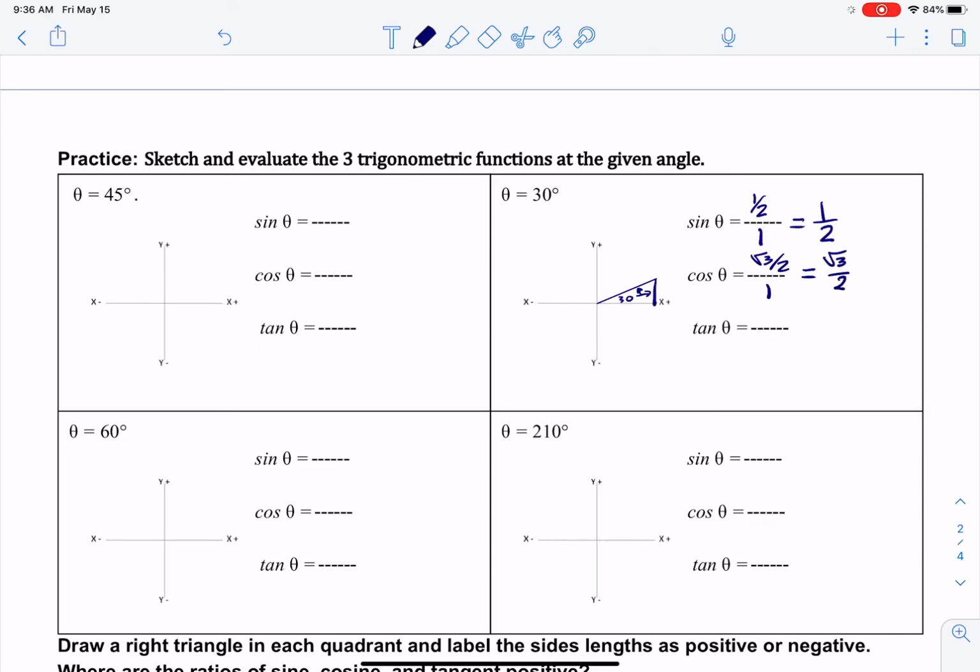Slightly more complicated. Now we have tangent. Well, tangent is opposite over adjacent. So now I'm going to take my 1/2, my short leg measurement, and divide by square root 3 over 2. So I'm going to take 1/2 and divide by the square root 3 over 2. Okay, now you have a fraction divided by a fraction. That's a little intimidating to look at.